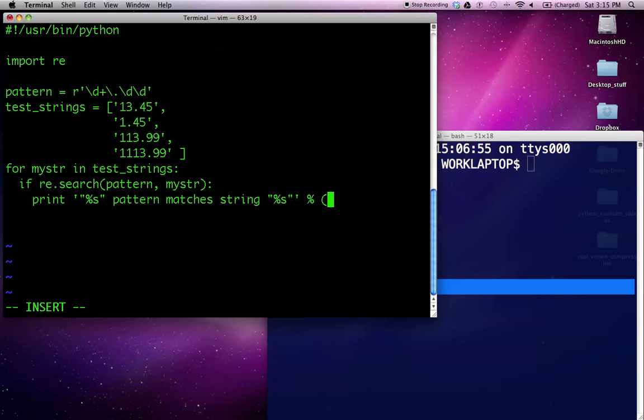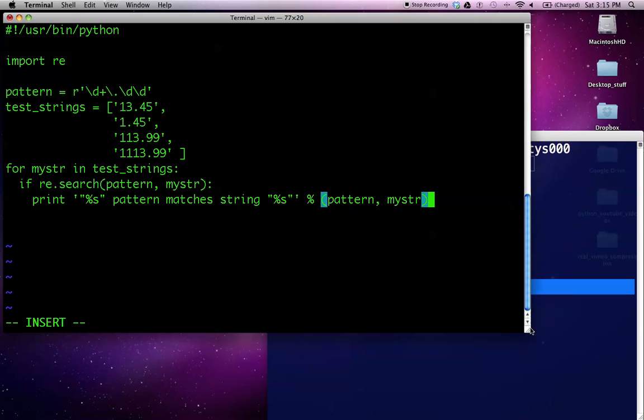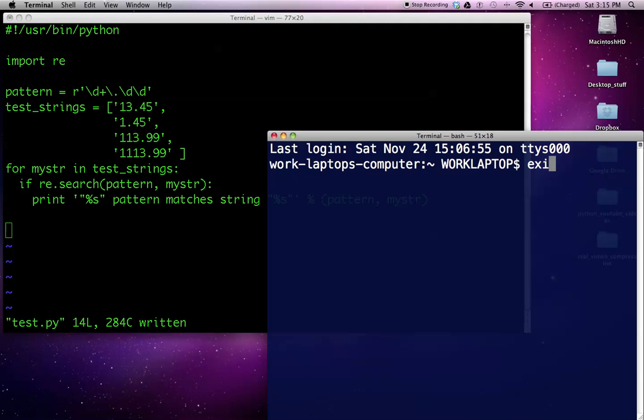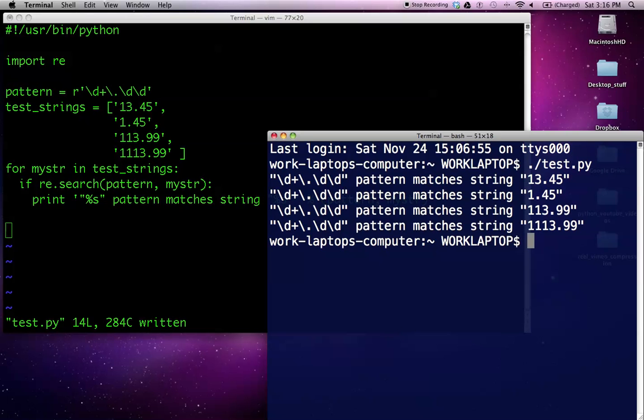And this will be followed by the pattern and the string. So let's check that out. Let me open this up. Okay, let's see how we do with that. Test.py. Okay, matches in all of them. Matches in all of them.